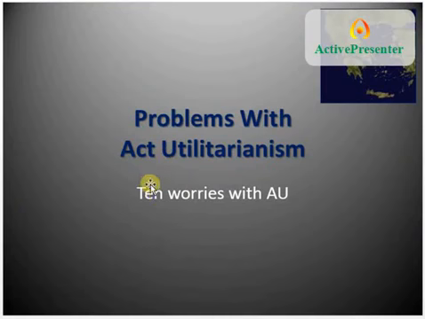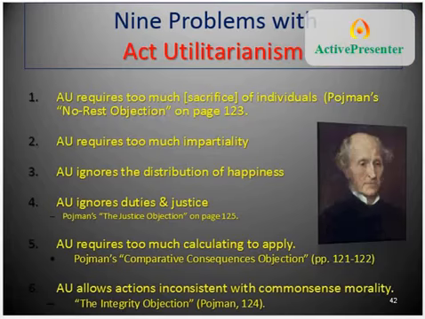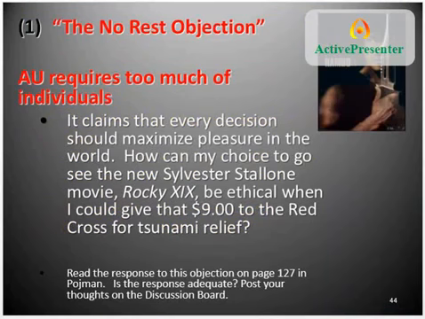Alright, let's look at "11 Worries that Philosophers Have Had with Utilitarianism." Here they are listed. I'm not going to read them out right now. Let's just walk through them. This is what Pojman calls the No Rest Objection. Turn to page 127 in your book and read it here. Basically, another way to phrase this is that it requires too much of individuals.